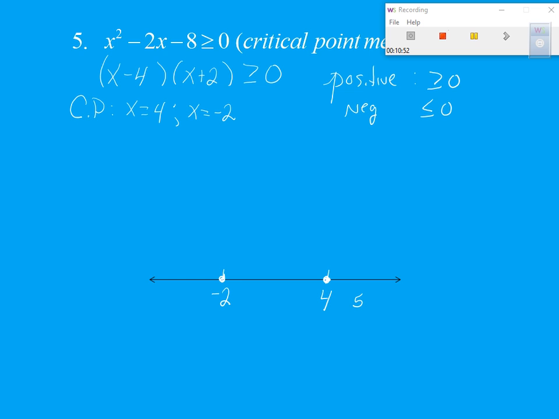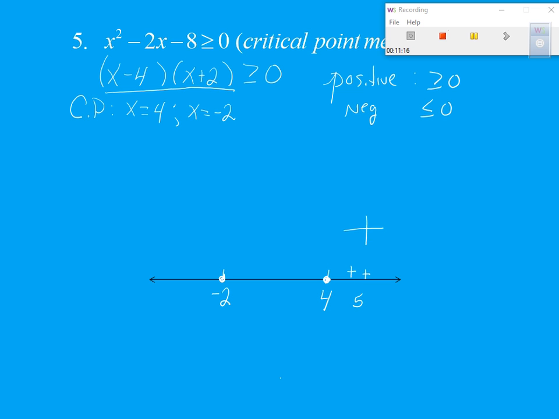I'm going to pick a number greater than 4. I'm going to plug that number back up into my parentheses. Now, I will not say numbers. I will say positive or negative. So 5 minus 4 is some positive number. 5 plus 2 is some positive number. A positive times a positive is a positive.